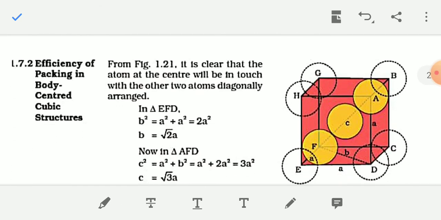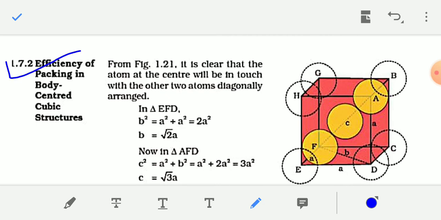Similarly, in case of body centered cubic unit cell, this is the picture. Remember that in a body centered cubic unit cell, the particles are not attached along the edge length of the unit cell, and also they are not attached along the face diagonal of the unit cell.